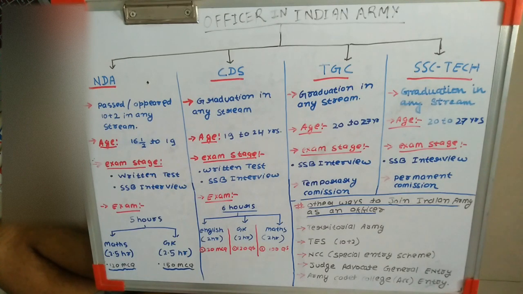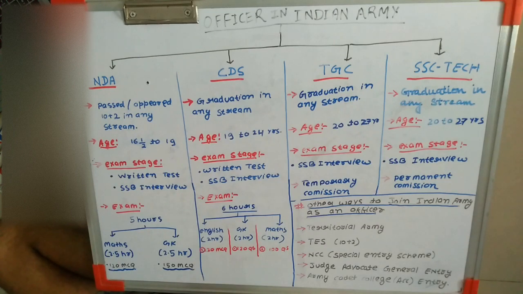Now talking about the examination held for the NDA, the examination is overall of 5 hours, in which 2.5 hours are for mathematics and 2.5 hours are for general knowledge. In mathematics there would be 120 questions, and all of them would be MCQ. And in the GK there would be 150 questions, and the pattern would be the same, that is MCQ. So that's all about the NDA.